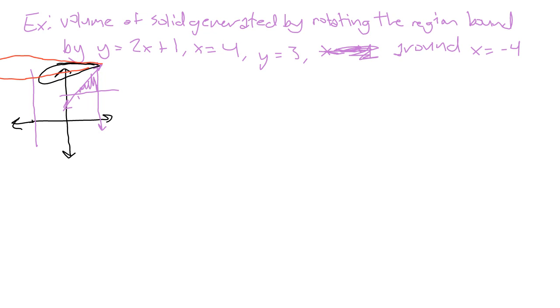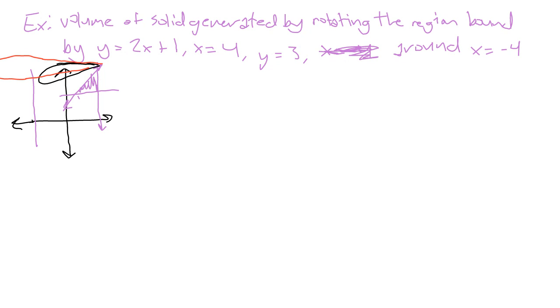So this one's actually going to be a little different, because we have all that blank space. The first thing we can see is that this is once again going to be a washer, because we have those two curves. We have y equals 2x plus 1, which we can then solve for x, and then we also have x equals 4.